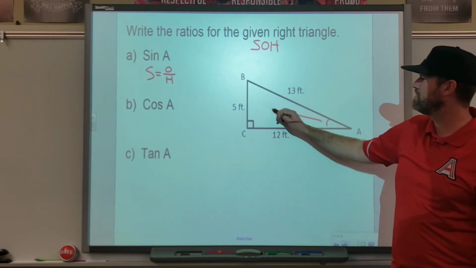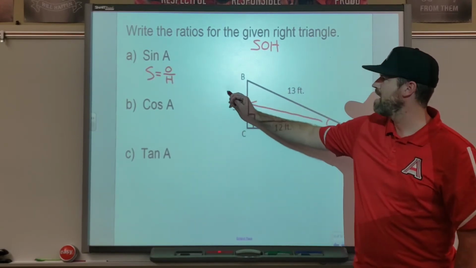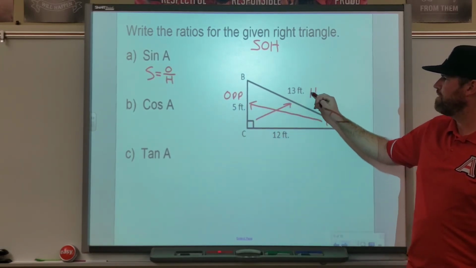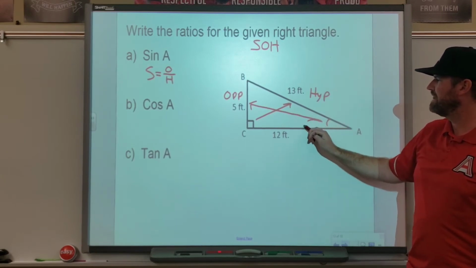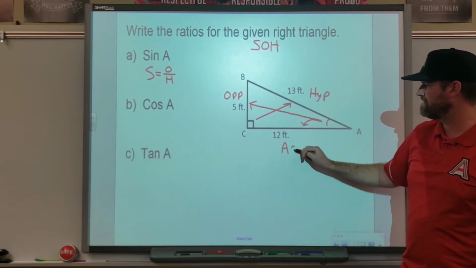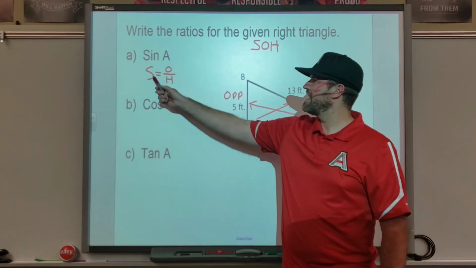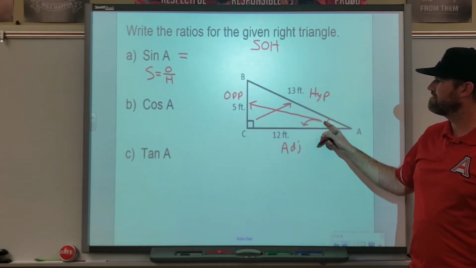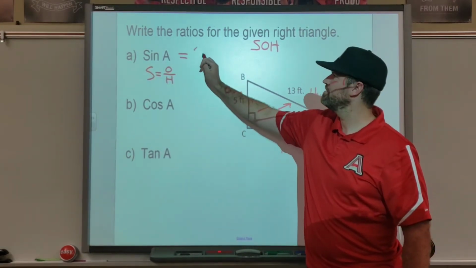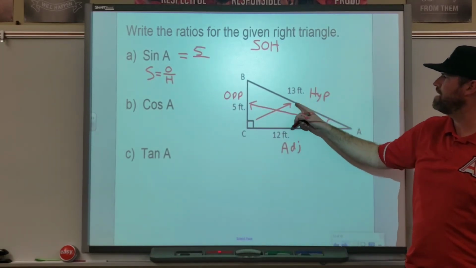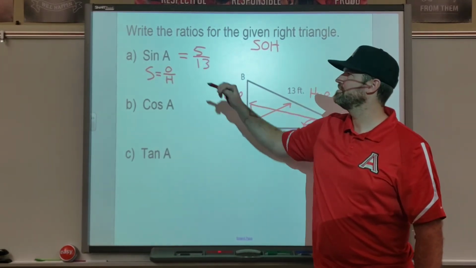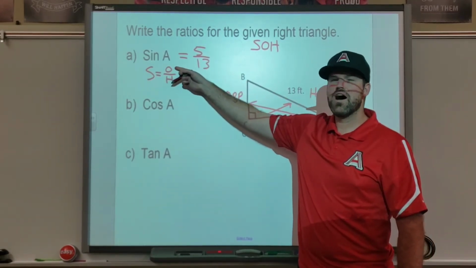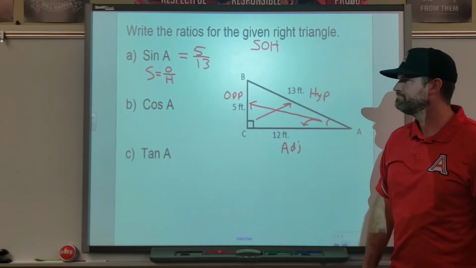And I need to label that the side across from theta is my opposite. The side that's across from the 90 degrees is my hypotenuse. And the last side remaining is my adjacent. And I know that sine is the opposite over hypotenuse. So my sine is going to be opposite, which is 5, over the hypotenuse, which is 13. So the sine of angle A is just 5 over 13.